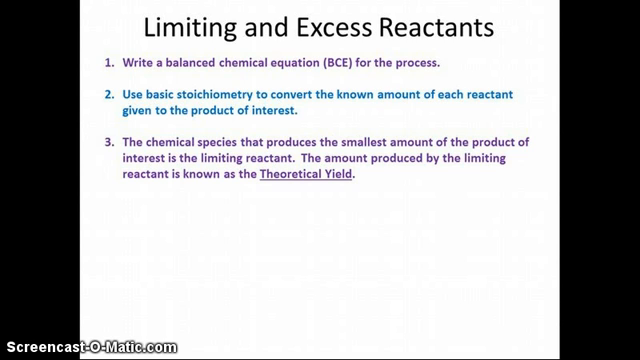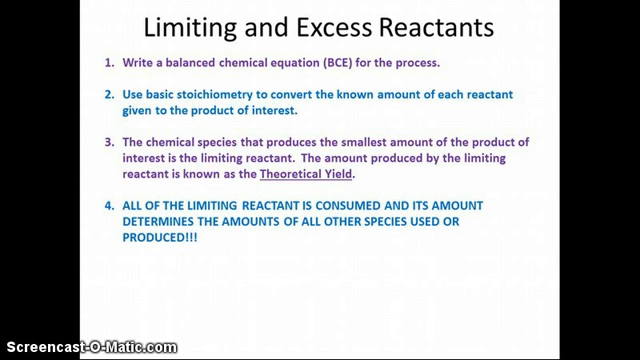Whichever chemical species produces the smallest amount of the product we chose, that is the limiting reactant. And that amount that it produces is what is called the theoretical yield. That is how much, in theory, I should get from this reaction if everything goes according to plan. Things normally don't always go according to plan, and we'll deal with that later, but that value is called the maximum amount that can be made from the limiting reactant.